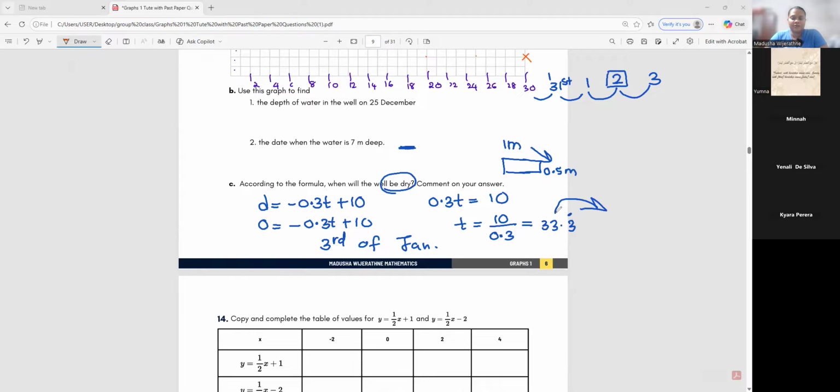So the 14th one is to draw the graph of y equals half x plus 1 and y equals half x minus 2, two straight lines in the same graph. This is used to solve simultaneous equations, solving simultaneous equations using graphs. The 14th question is like that. We draw both graphs on the same one. Then get the intersection point. Coordinates of the intersection point are the answers for x and y.